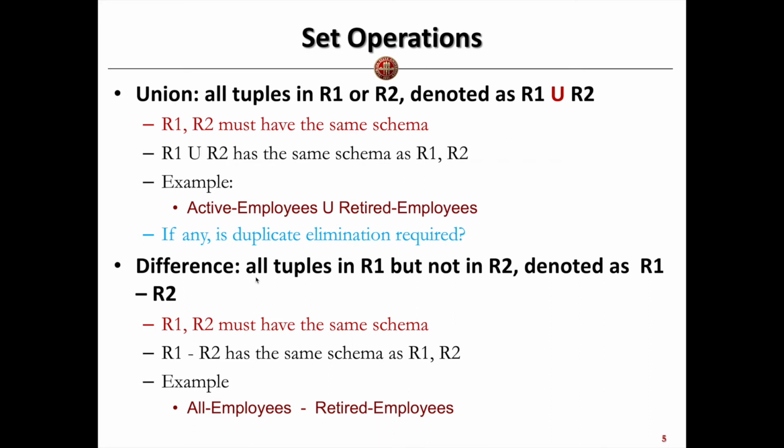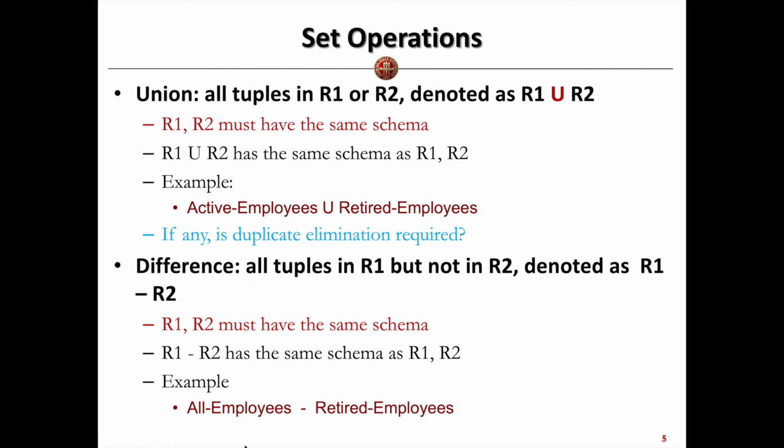And for this operator, we also have something to keep in mind. The first one is that R1 and R2 should have the same schema. Prior to doing the operator, we need to ask ourselves if R1 and R2 have the same schema or not. And the resulting relation, after we do the operator, will also have the same schema as R1 and R2. The output is also a relation. The schema of the output will be the same as R1 and R2 by default.